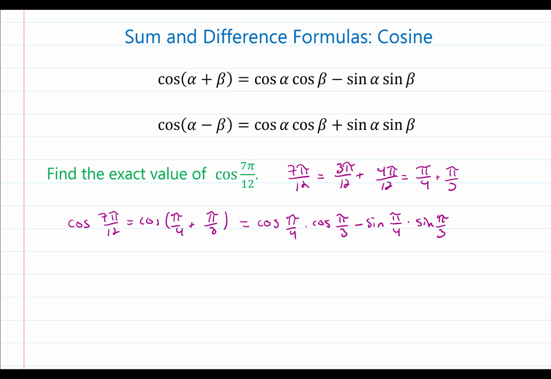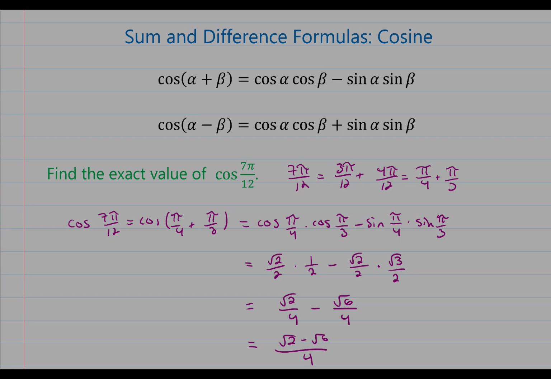I can now evaluate each of the trigonometric functions for their respective angles. So I can replace cosine of pi over 4 with square root of 2 over 2. Cosine of pi over 3 is equal to 1/2. Sine of pi over 4 is equal to square root of 2 over 2. And sine of pi over 3 is equal to square root of 3 over 2. I can now find the product. So I get square root of 2 over 4 minus square root of 6 over 4. And if I'd like to, I could rewrite this with a common denominator, so it would be square root of 2 minus square root of 6, all over 4.